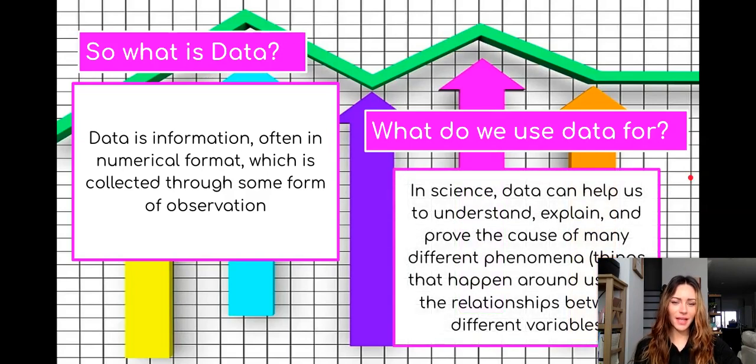So, in science, data is how we are able to understand, explain, and prove the cause of many different phenomena or things that happen in our universe around us. Data also allows us to look at multiple variables and explain the relationship between them. So much of what we do in science, if not all, is data driven. In order to prove or truly understand why something is taking place, we need to analyze, interpret, and present the data to explain.